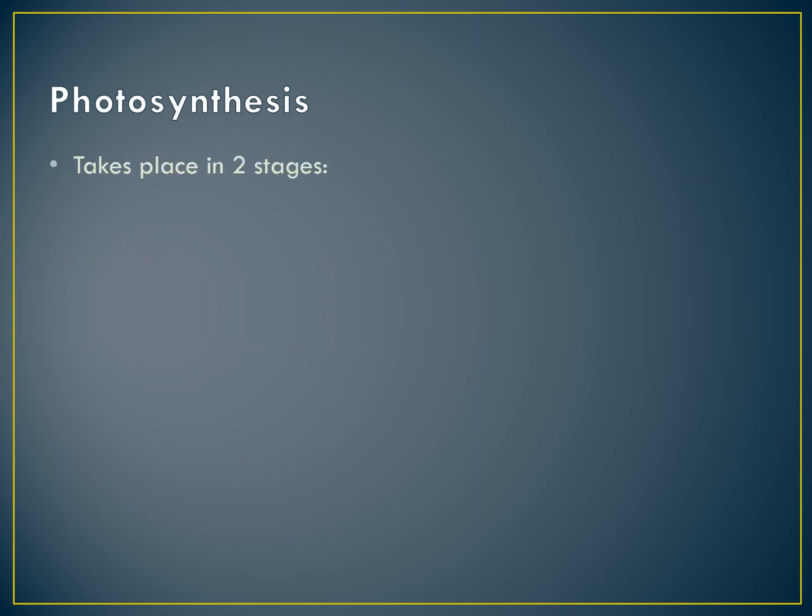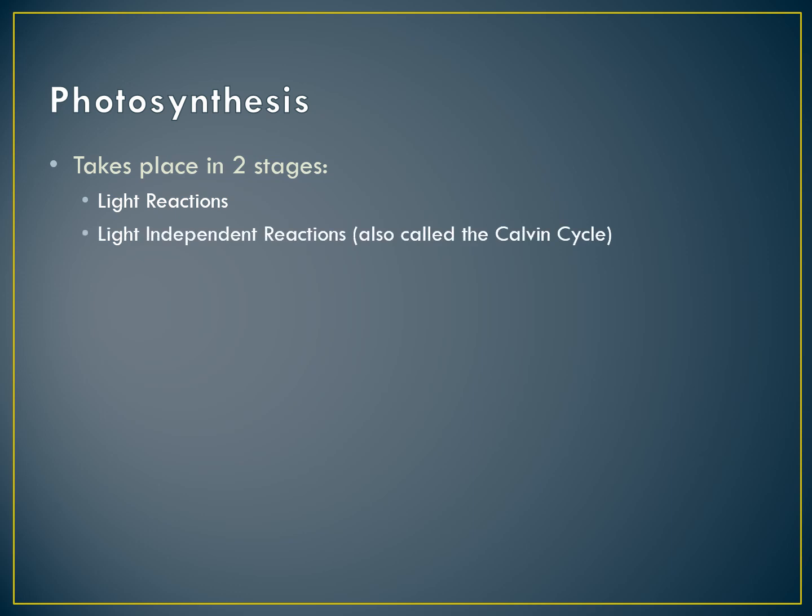As it turns out, photosynthesis occurs in 2 steps or 2 stages. We have what are called the light reactions of photosynthesis, and we have the light independent reactions, also known as the Calvin cycle. In order to understand the light reactions, we have to take a closer look at a chloroplast.